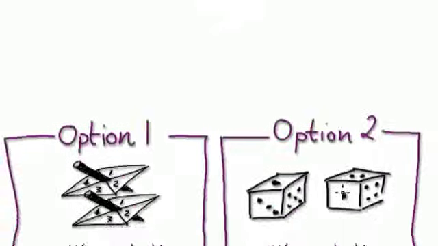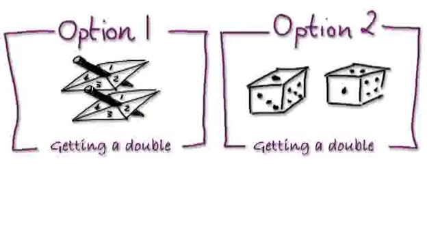So here's another question for you. Would you rather take option one, where you have two spinners, and by the way, these spinners you could get a one, two, three, or four, and all these are equally likely? Okay. So would you take option one, where you have to get a double with two spinners, or option two, where you still have to get a double with two dice? Okay. Which is easier to do? Getting a double with option one, or getting a double with option two.